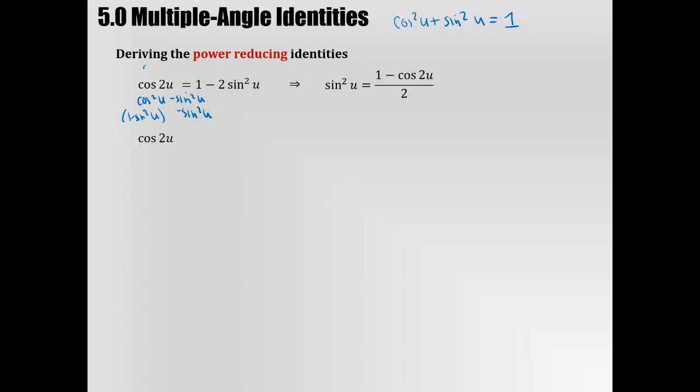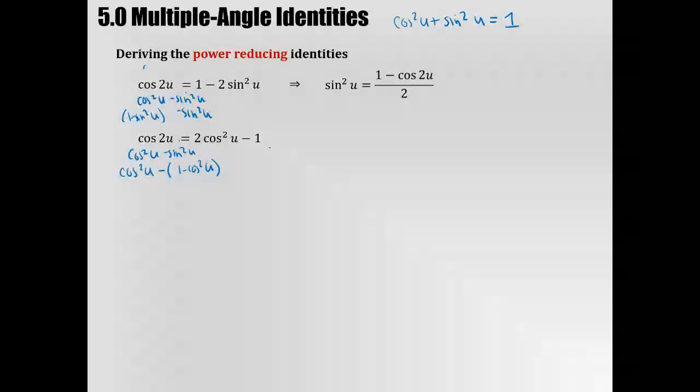So you're quickly reducing the power. When I'm proving, simplifying, or solving, I don't want it to be squared. This gets you out of that. This reduces the power, so these are equivalent. What about cosine 2u? Let's do something similar. You know again that this is cosine squared minus sine squared, and this time let's replace the sine squared with 1 minus cosine squared. This was one of the re-expressions as well. You get 2 cosine squared u minus 1.